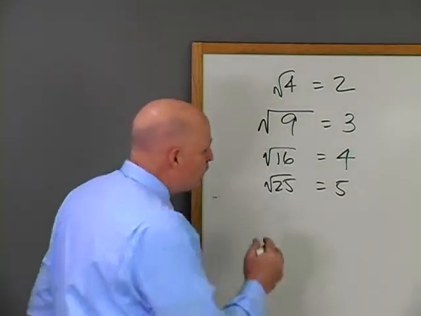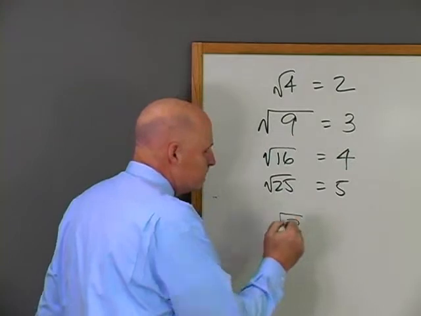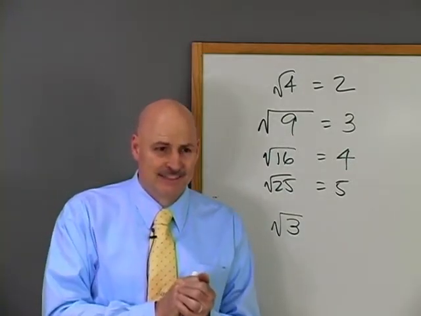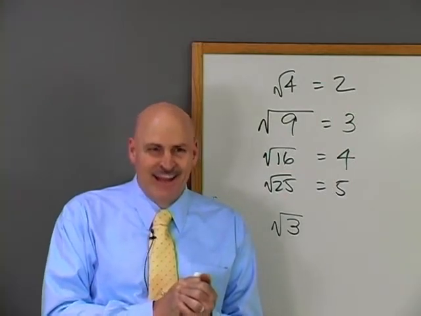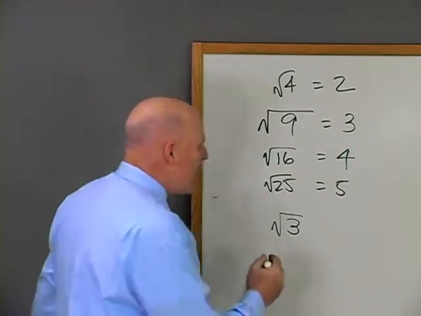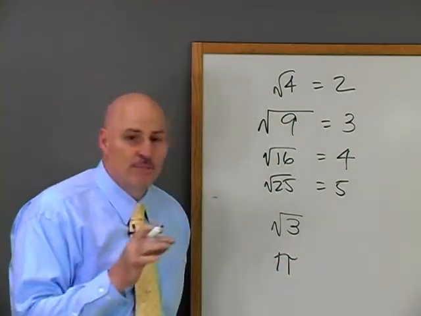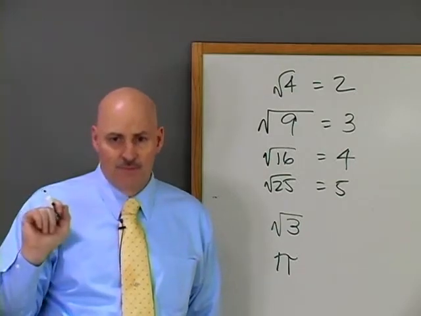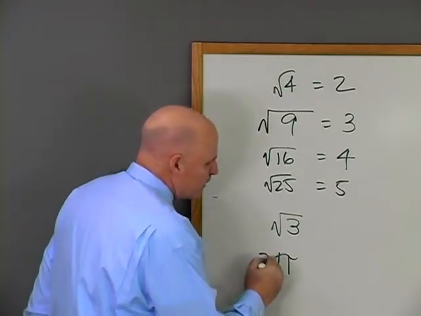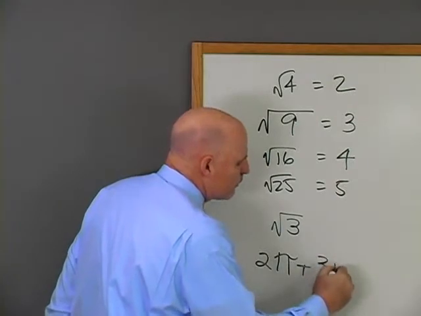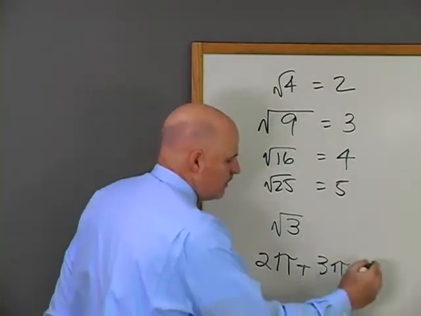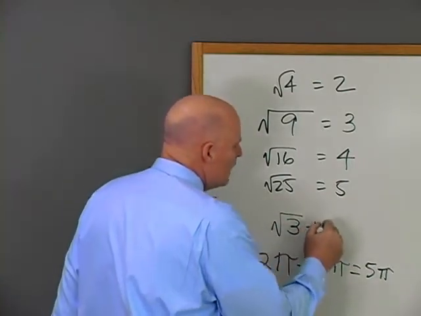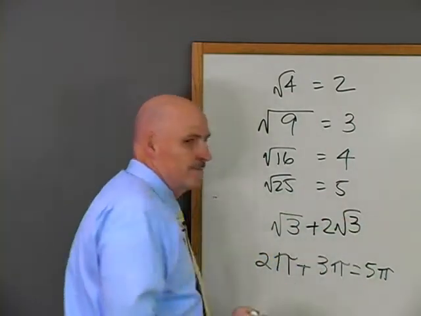Radicals sometimes don't come out even. What's this? What's the square root of 3? The square root of 3. Now, think of it maybe like pi, because we know that pi has a value, doesn't it? It's 3.14, and so on. But sometimes we'll say this, 2 pi plus 3 pi is equal to 5 pi, right? So what's the square root of 3 plus 2 times the square root of 3?